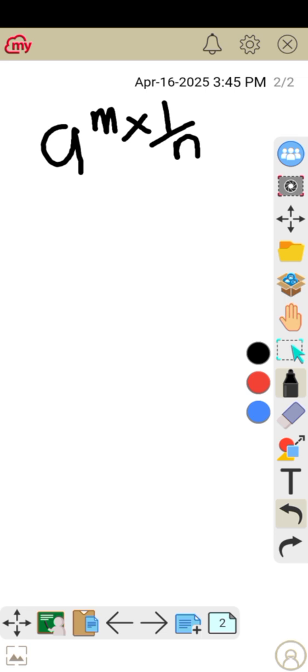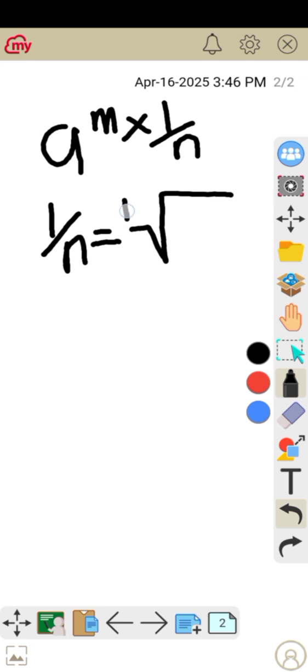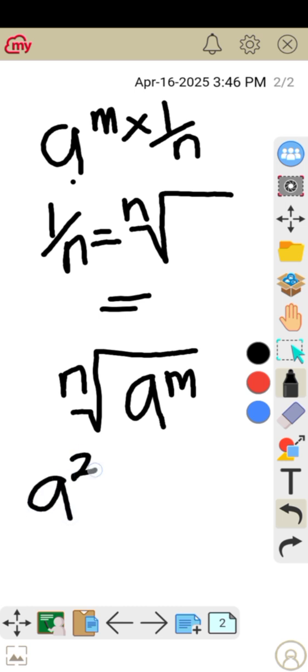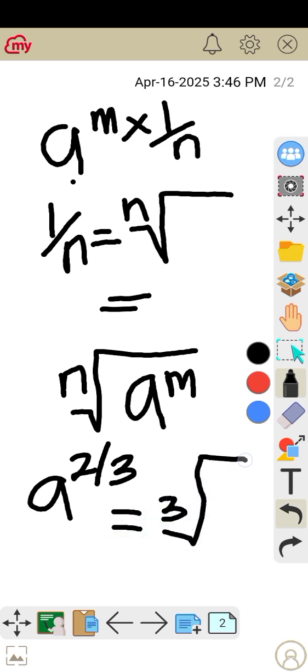In that case, I will now have to convert 1 over n to the square root of n. This is converted like this. Then I'll be having something like this, and then I have my base inside. Then I have my power at the top. So if I'm having something like 2 raised to power 3, what I should be having is the cube root of a raised to the power of 2. That's what it is. So this is known as our fractional law of indices.